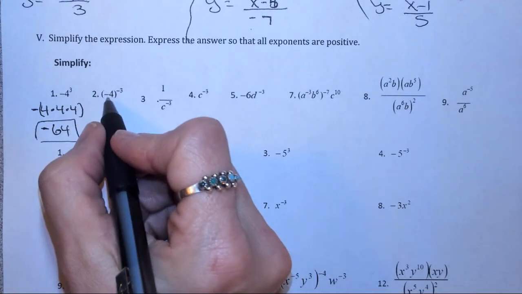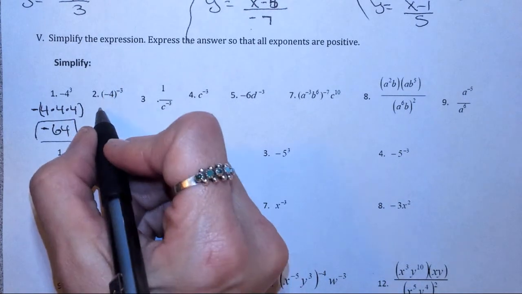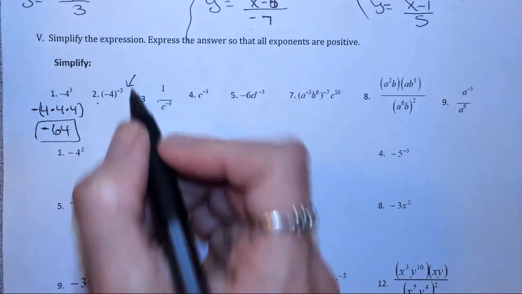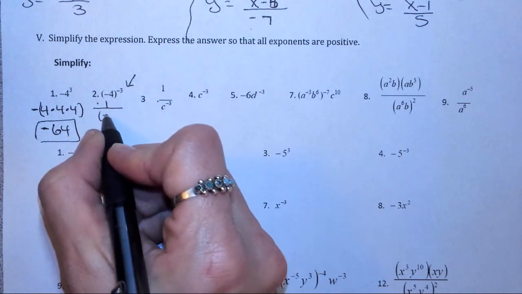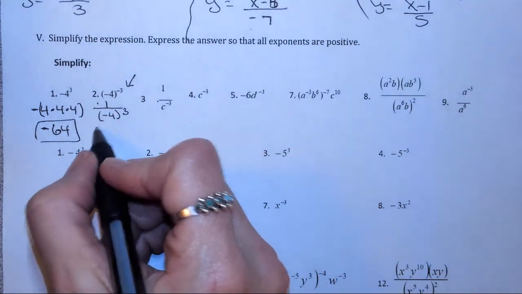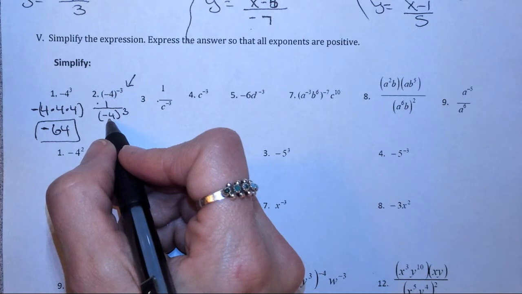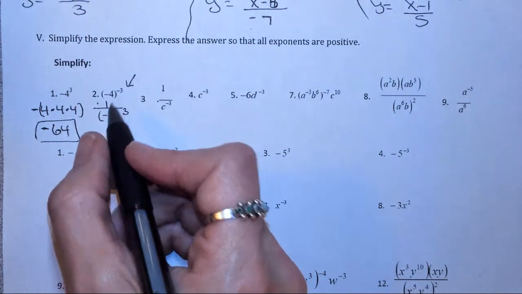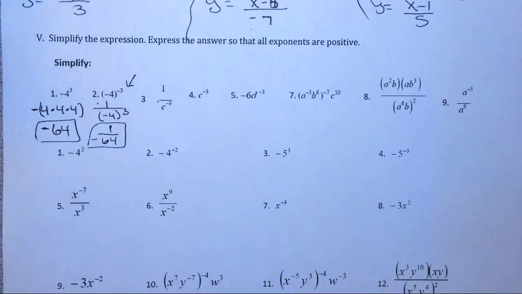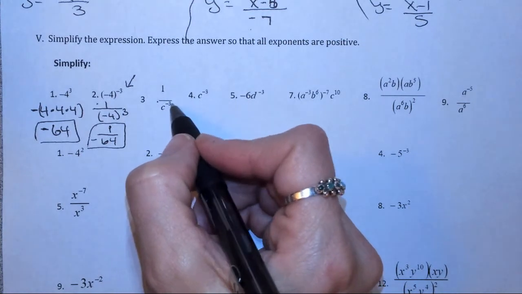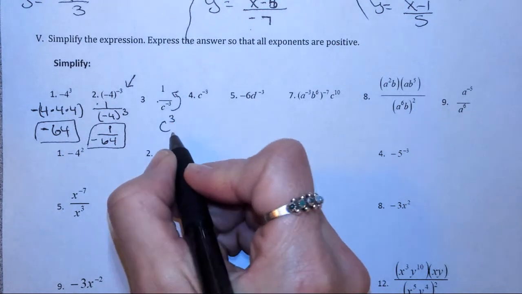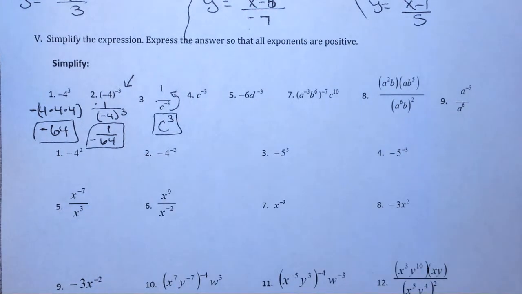Now on number 2, it's a little different because the negative's on the inside. So it's saying negative 4 times negative 4 times negative 4, and I have a negative exponent. So I'm going to go rewrite it like this to make it a positive exponent. And because the negative is on the inside, a negative 4 times a negative 4 is a positive 16, and a positive 16 times a negative 4 is going to give me a negative 64. Okay. Number 3, this time I have a negative exponent in the bottom, but I am not allowed to have negative exponents, so I simply move it to the top, and I get c to the 3rd over 1, which is just c to the 3rd.